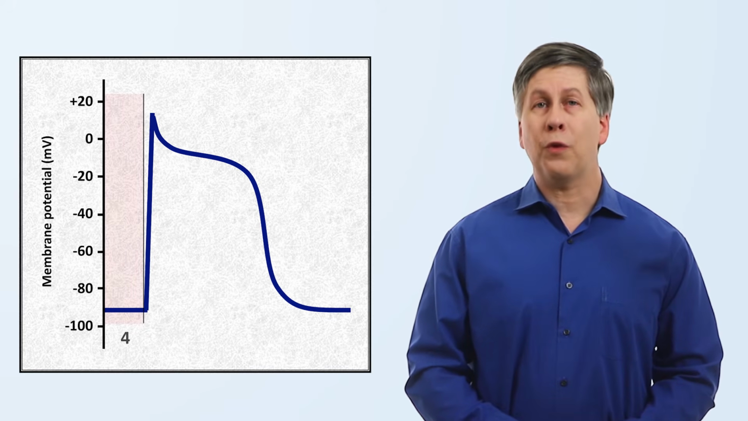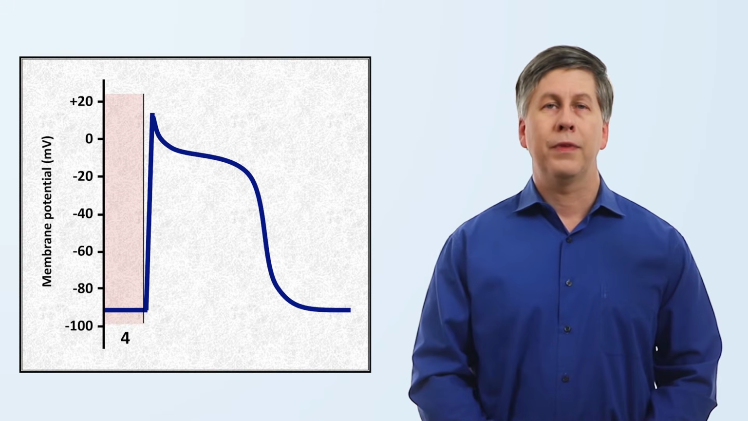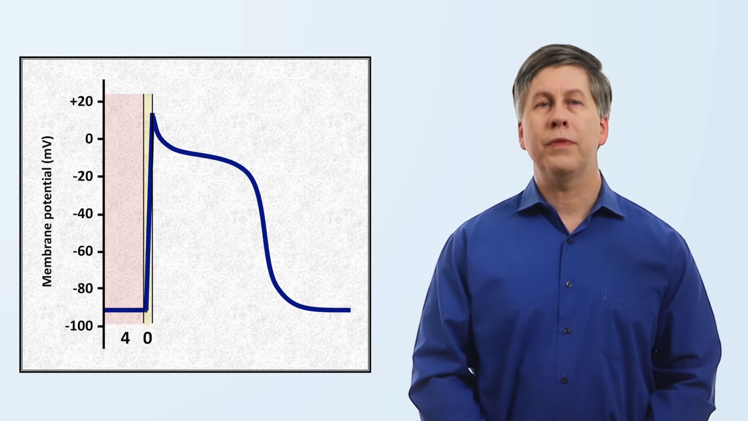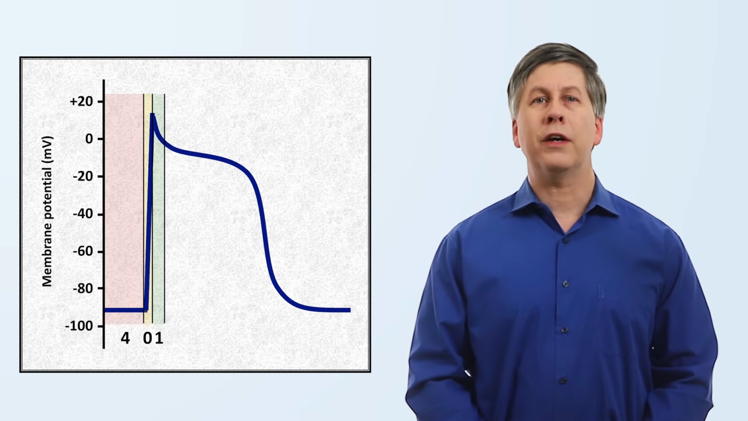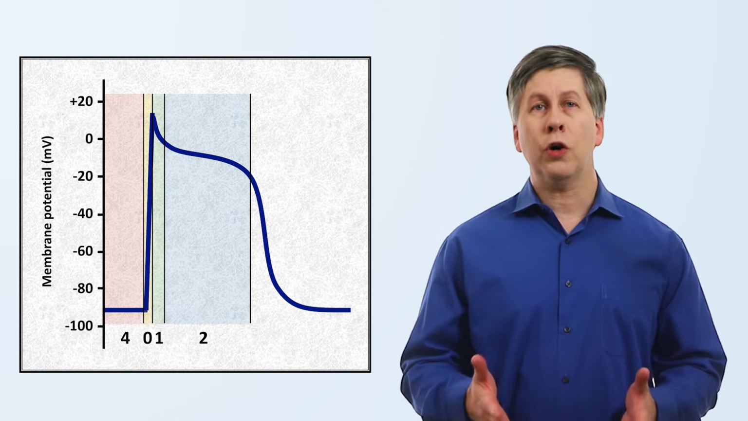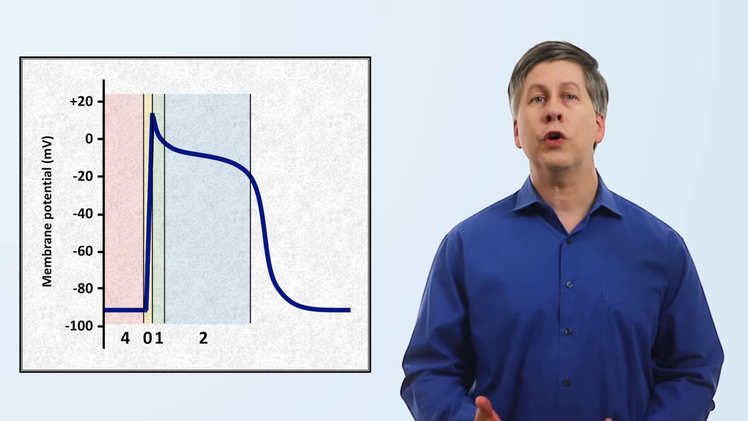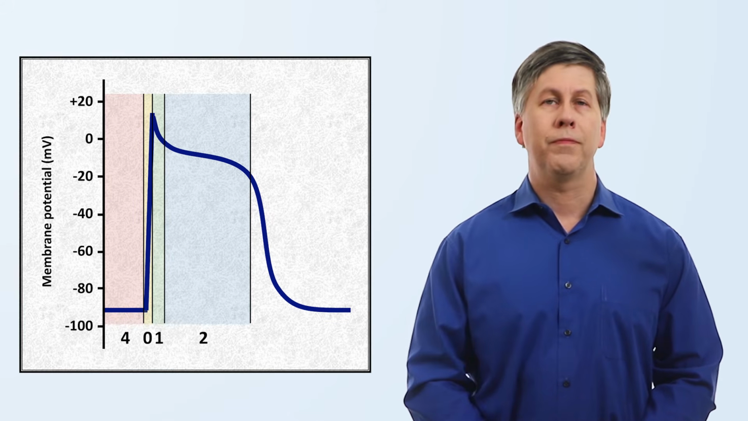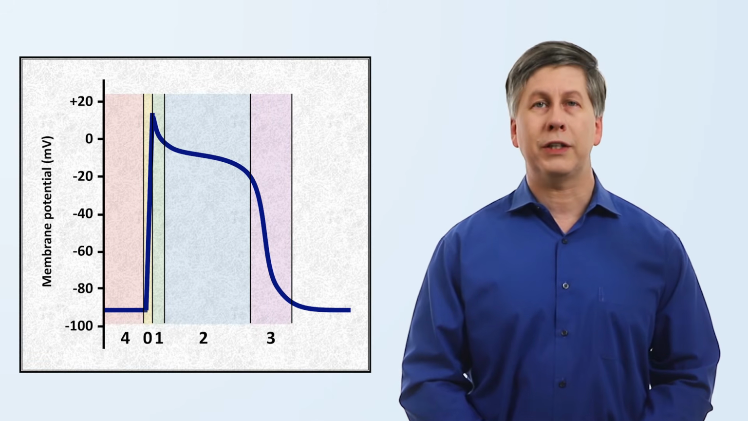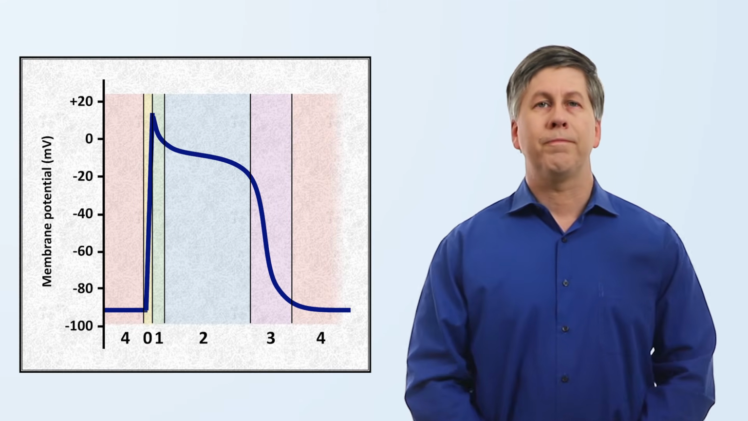We start at phase 4, which is when the cell is sitting at its resting membrane potential. Phase 0 is the rapid upstroke or rapid depolarization. Phase 1 is a brief period of modest early repolarization. Phase 2 is the plateau, the prominence of which is unique to action potentials within the heart compared to those within neurons or skeletal muscle. Phase 3 is slightly less rapid, complete repolarization. And then we're back to resting membrane potential and phase 4.